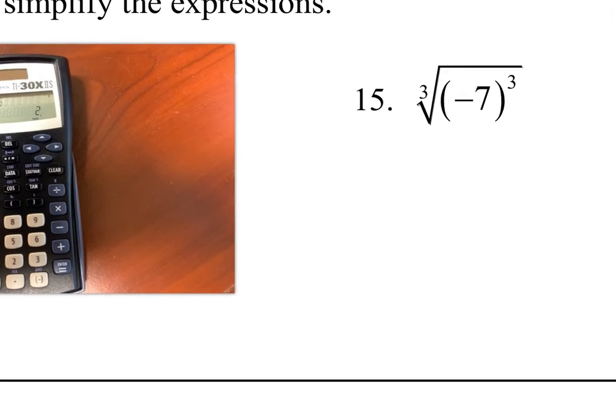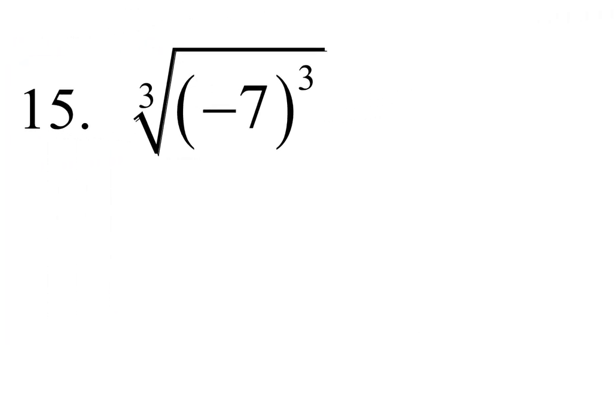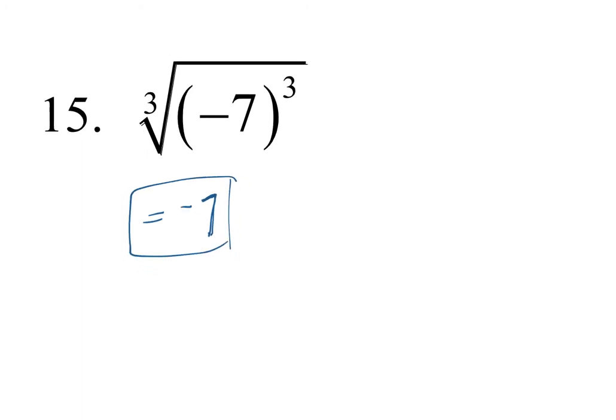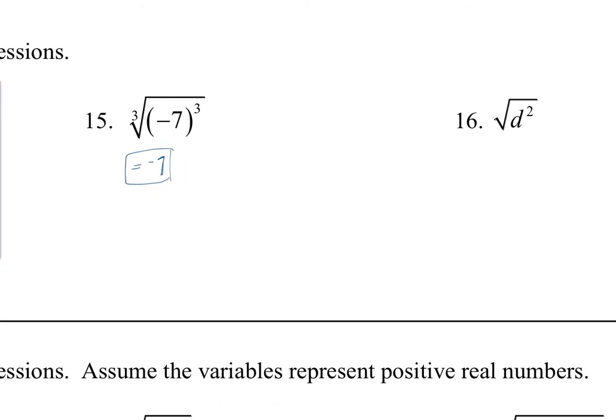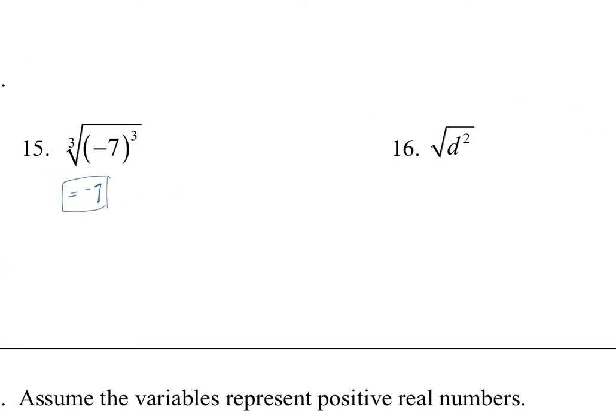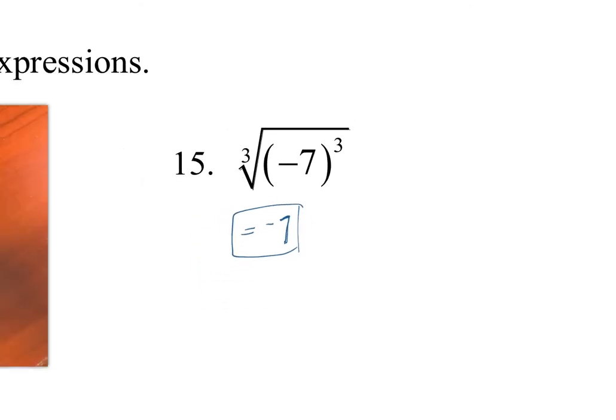Now looking at 15, we can type it into the calculator the same exact way. Or if you were listening to what I just mentioned, the cube root undoes the cube, but see, 3 is odd. And since 3 is odd, when the cube root undoes the cube, that negative 7 you're left with does not have to go in absolute value bars. But you can do that in the calculator to double check yourself.